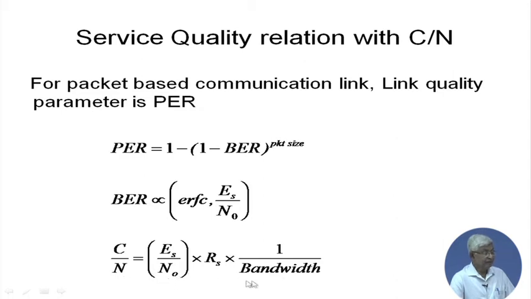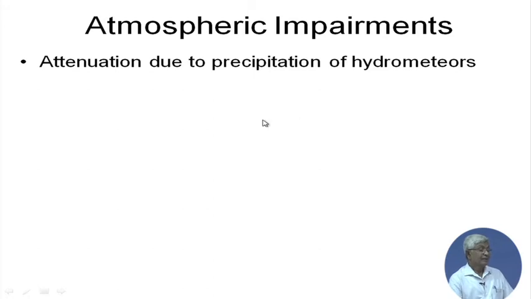So I can rewrite C by N in terms of ES by N naught, RS and bandwidth as ES by N naught multiplied by RS multiplied by 1 by bandwidth. Now, ES by N naught is very important, and correspondingly C by N will be affected. So let us talk about C and N.